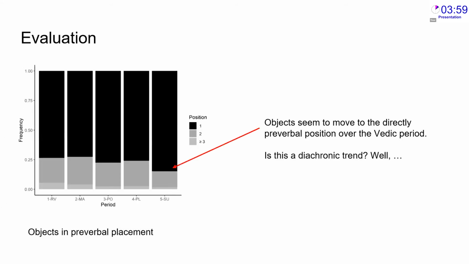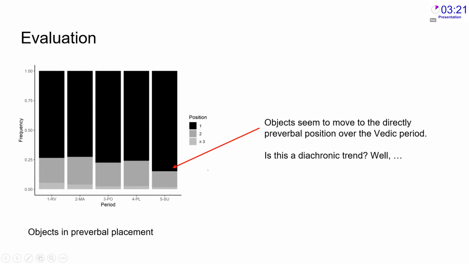So to understand what's going on here, we restricted our evaluation to objects found in pre-verbal placement. As you can see on the left side of the slide, the proportion of objects that are placed directly before the verbs, these are the black parts of each bar. And here are the times: Rig Veda mantra, or prose, late prose, sutra. So this proportion constantly increases over the Vedic period. So you get more objects placed directly in front of the verb.